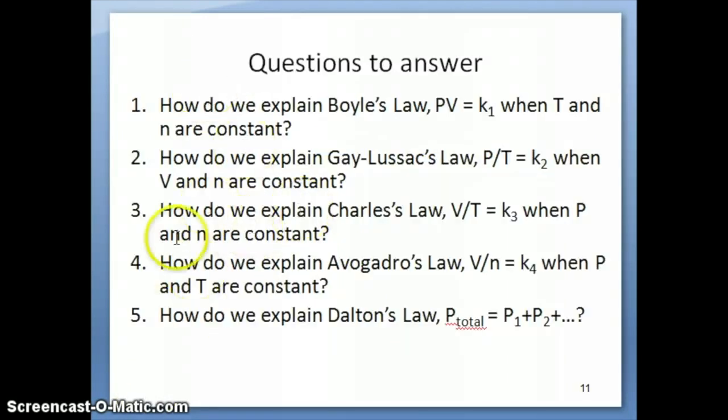The goal is really to answer the following 5 questions. Why is pressure times volume equals a constant? Why is it that when pressure goes up, volume has to go down when temperature and number of moles are constant? And all of these questions there you have to answer as well.